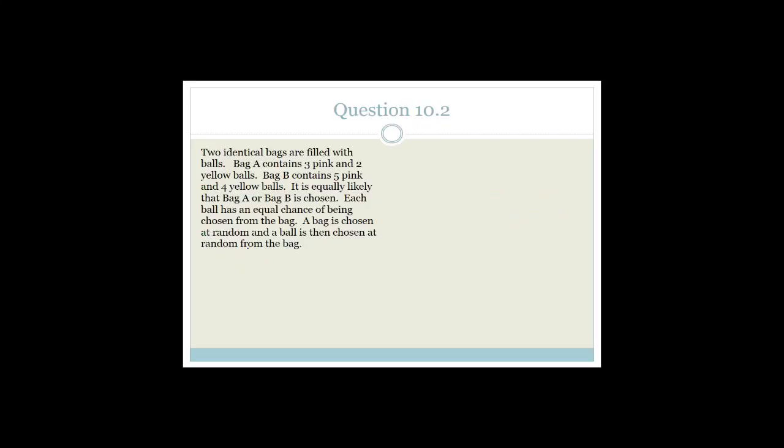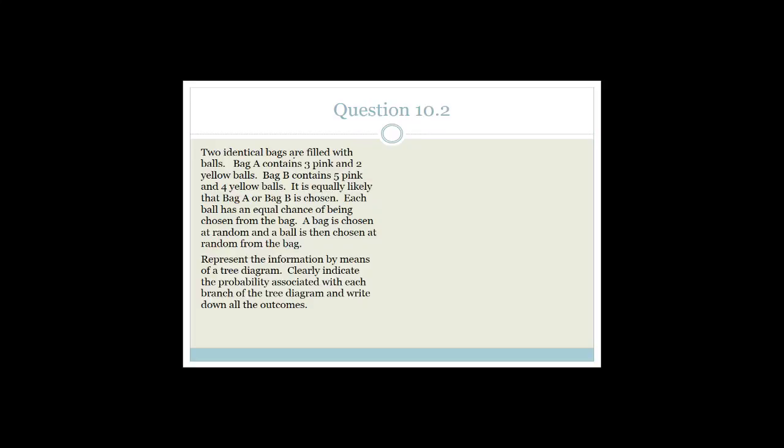Okay, let's move on to question 10.2, which I love. I'm sorry, I love these tree diagrams, I just do. It says, two identical bags are filled with balls. Bag A contains 3 pink and 2 yellow balls. Bag B contains 5 pink and 4 yellow balls. It is equally likely that bag A or bag B is chosen. Each ball has an equal chance of being chosen from the bag, so they're not heavier or bigger than each other. A bag is chosen at random and one ball is then chosen at random from the bag. First, they ask us to represent the information by means of a tree diagram. Clearly indicate the probability associated with each branch of the diagram and write down all the outcomes.